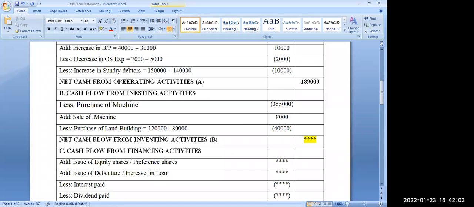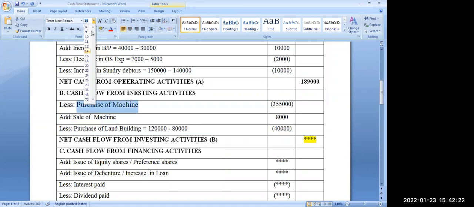Liability side. Share capital was 5 lakh. Now it is 7 lakh. There is an increase in share capital. Increase in share capital means there was an issue of share capital. Okay. So before that, we confirm these three items, then we can conclude this.